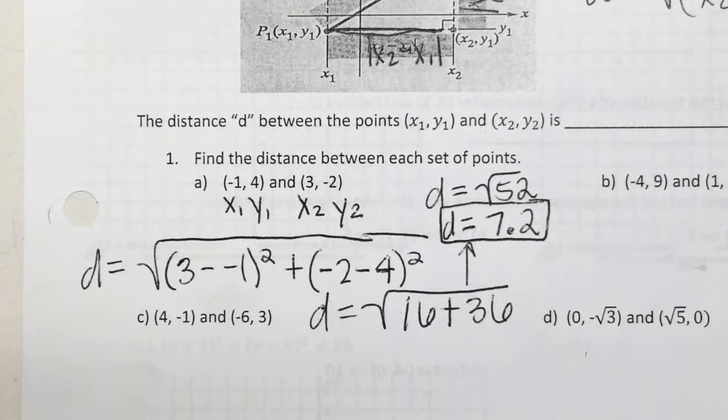And you know when you take square roots, you always put plus or minus. Why didn't we do that in this case? You can't have negative distance. Good. Always has to be positive. So the distance between these 2 points would be 7.2.